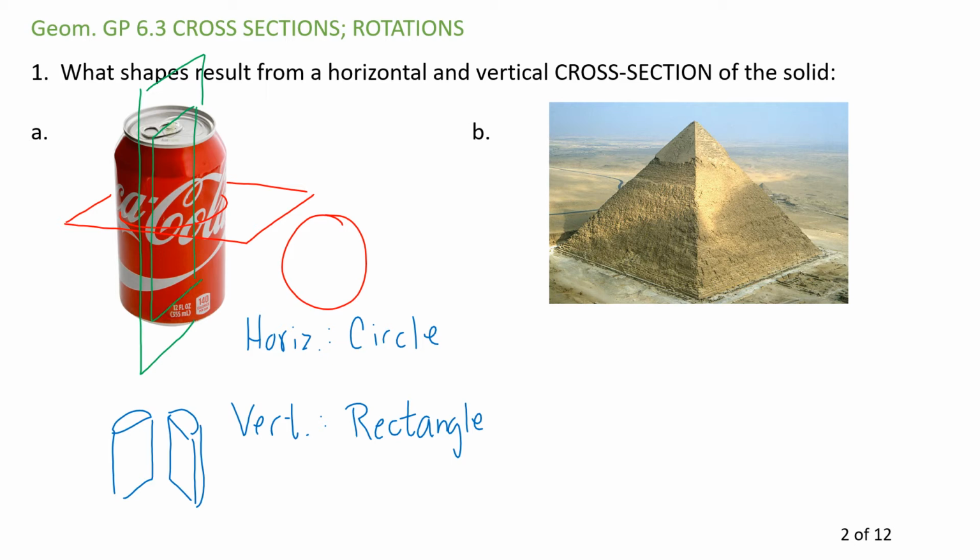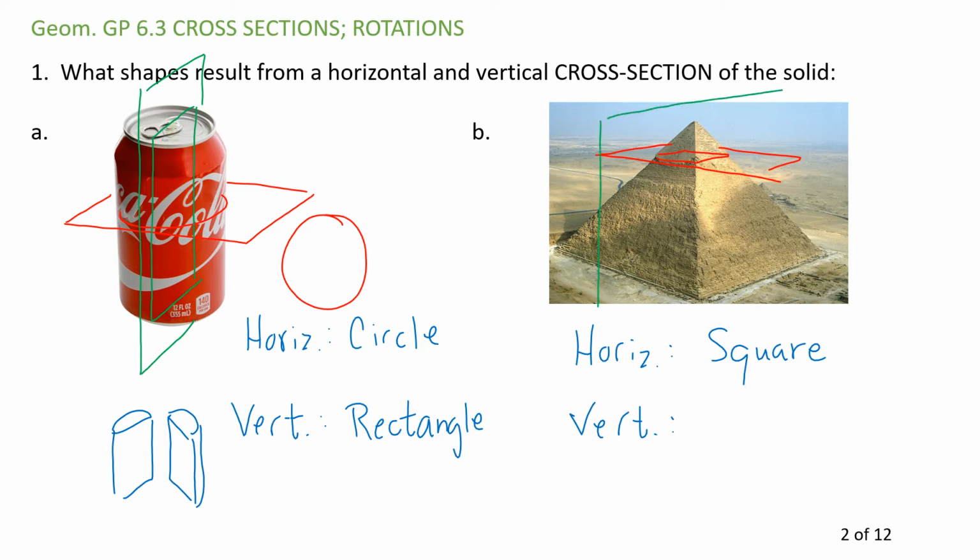If you slice a pyramid horizontally, it's just a bunch of squares. My picture's not very good, but that's assuming it's a square pyramid. It could be a rectangular pyramid. And then vertical, it's a little harder to see, but if you slice this way, basically what you have is a triangle. And again, if you think about slicing it open, you get the idea. But this is going to be a triangle.